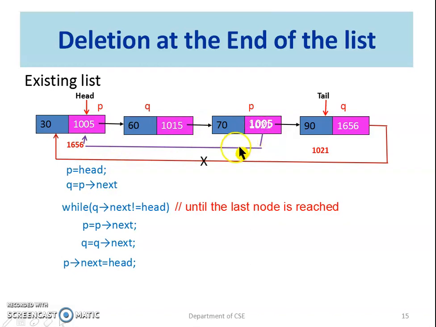The link between Q and the head node is disconnected. This is where the logic differs from that which we have seen in the singly linked list. To delete the node physically, make use of the instruction free of Q. Thus the deletion is completed.